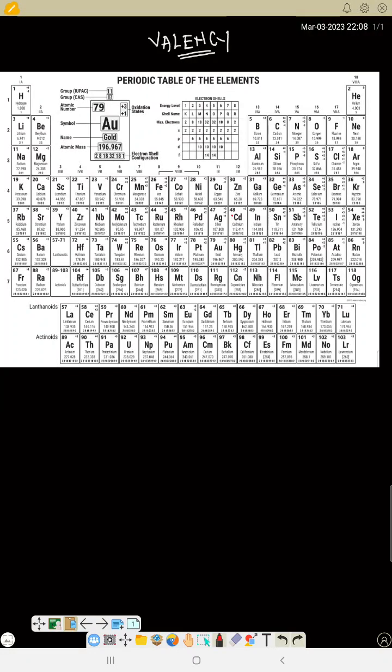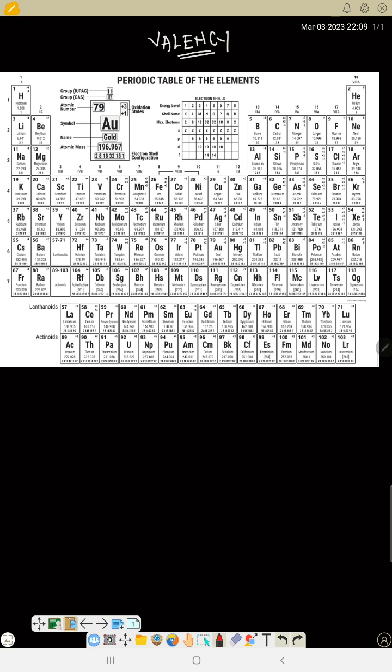So now we are doing valency. We have done atomicity. Now this is valency for calculation purpose, because the video is basically for calculations and other things. So now for calculation purpose, I will use the periodic table to illustrate valency.